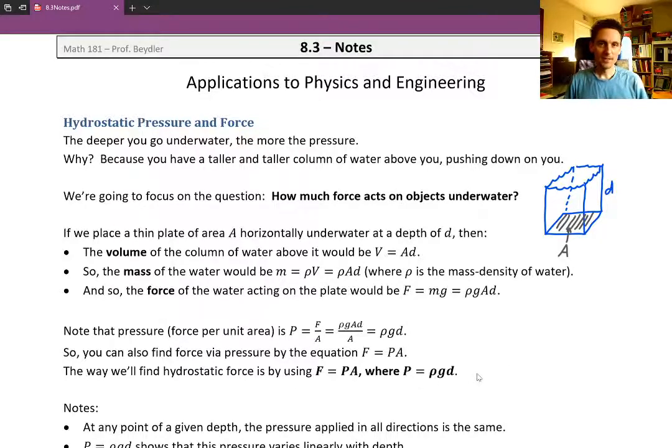One thing I should mention is the word hydrostatic. The hydro is referring to the water, and static is referring to not moving. So this is a situation where the water is not moving.